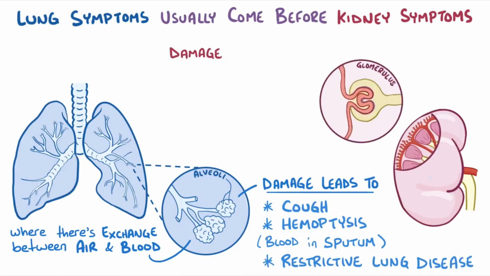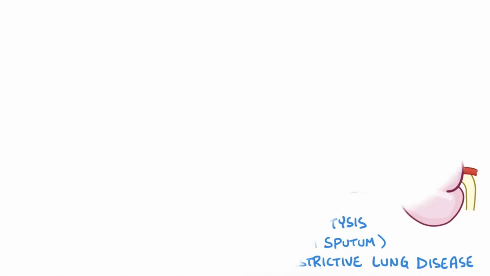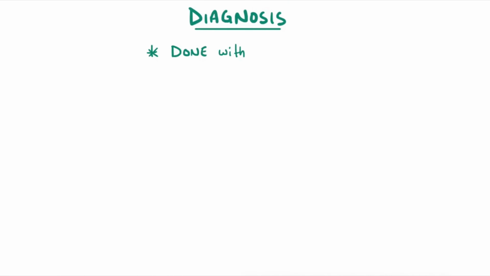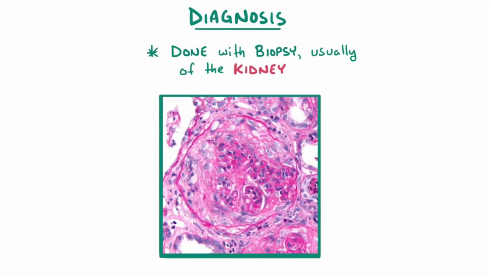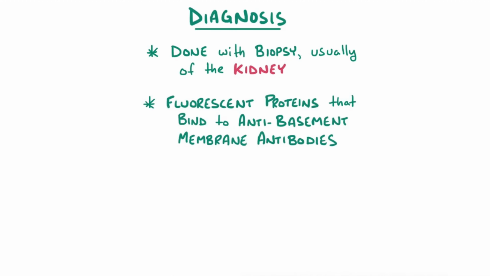Damage to the basement membrane in the kidney affects its ability to filter properly, allowing blood to get into the urine, called hematuria, as well as protein to get into the urine, called proteinuria. And this fits the pattern of nephritic syndrome. Now, the best way to diagnose Goodpasture syndrome is by doing a biopsy, usually in the kidney, because that's the best studied organ in this disease. Under a microscope, you'll usually see inflammation of the basement membrane. And if fluorescent proteins that bind to the anti-basement membrane antibodies are used, they light up in a linear pattern along the basement membrane.